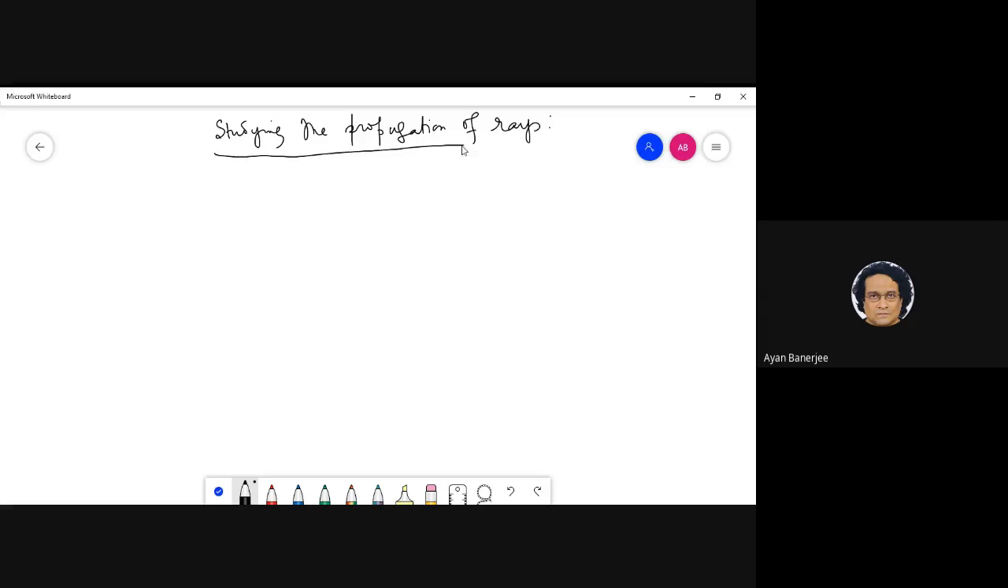This is the motivation. We are completely saying that light propagation here is only in the form of rays. What is a ray? That is the first question. That is the first question that will come to you.